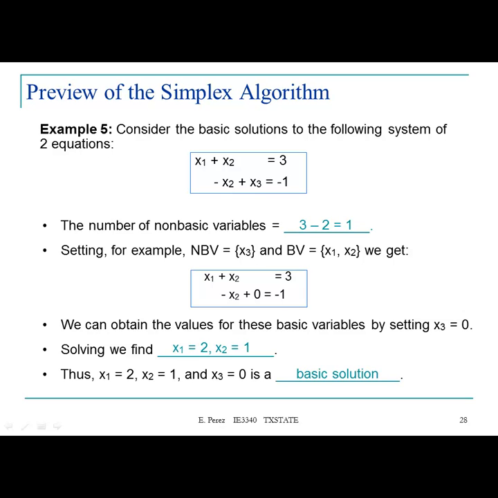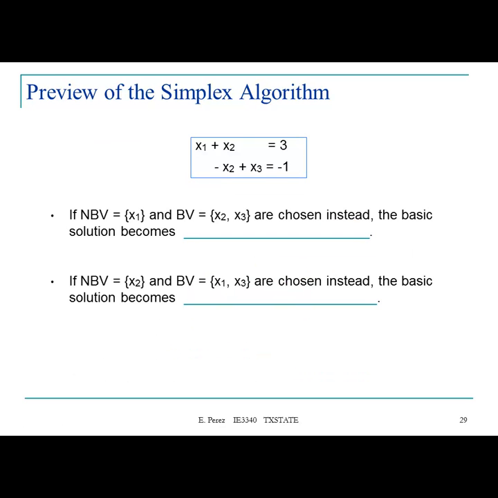Okay, so again, identify the number of non-basic variables, take one of those non-basic variables and assign a value of 0, solve for the other two, and you get a basic solution. Okay, so we found our first basic solution. Now we can repeat the process.